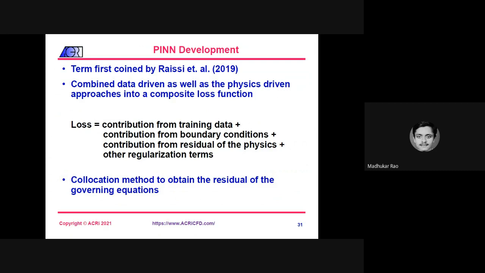Now I want to draw your attention here to the second term, which is the contribution from the boundary conditions. In Raissi's approach, I'm sorry I didn't prepare separate slides for this. I was hoping Dr. Murali would be able to, but I just want to mention that since he seems to be having network issues.